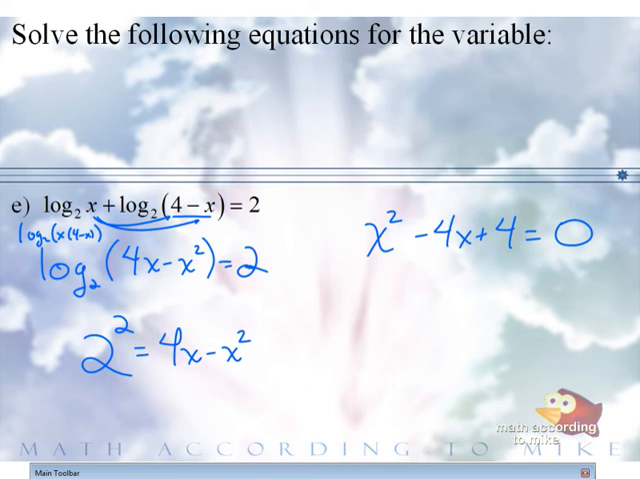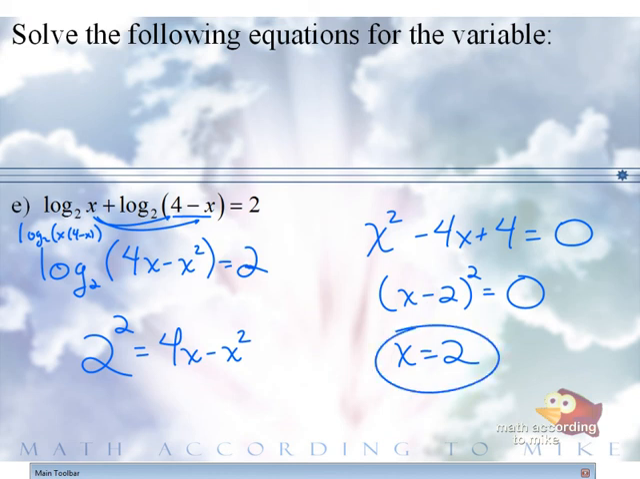X squared minus 4x plus 4. How does it factor? X minus 2 to the second. Very good. So if you set each factor, where there's only one unique factor, to 0, what do you get for x? X equals 2. If you put 2 back into the arguments, does it make any of them negative or 0? No. So is 2 okay? 2 is good.